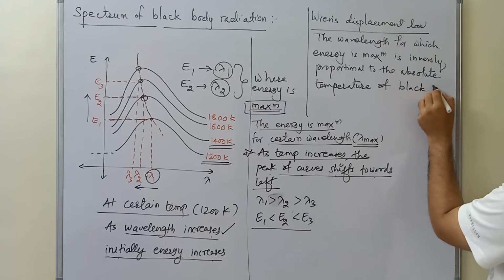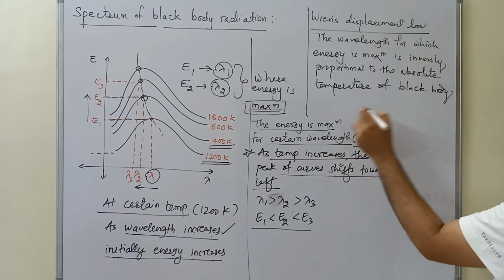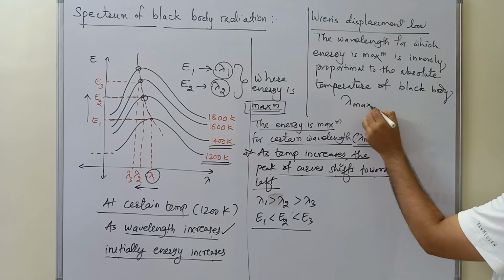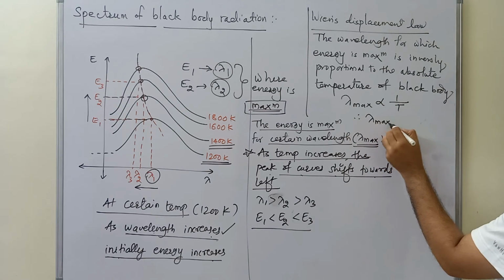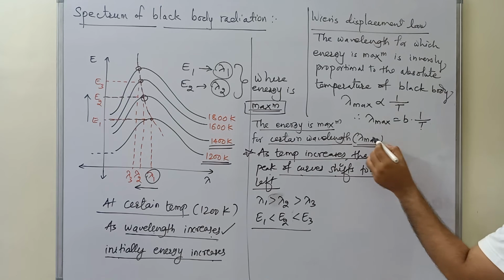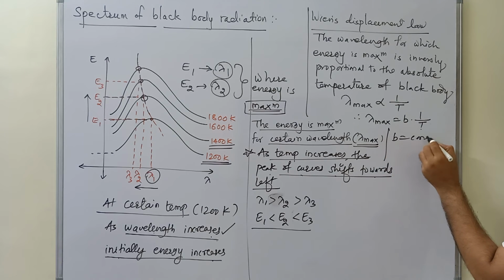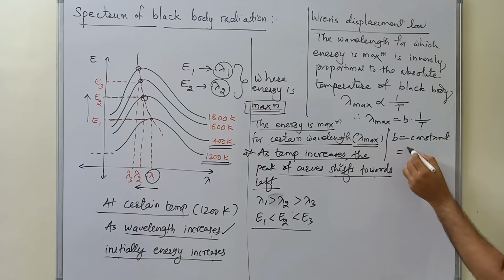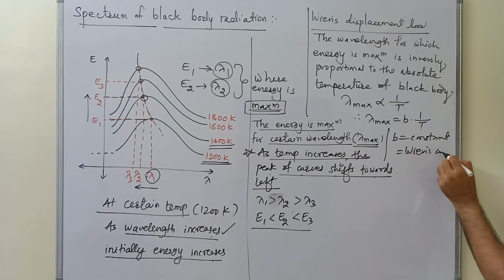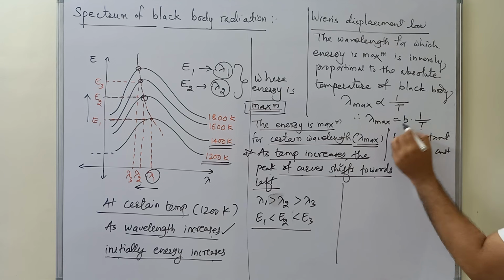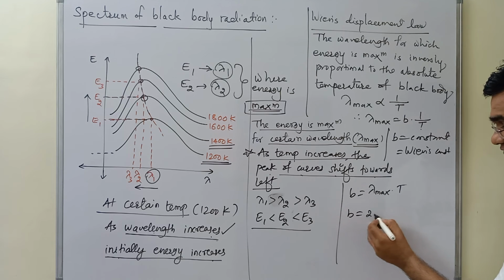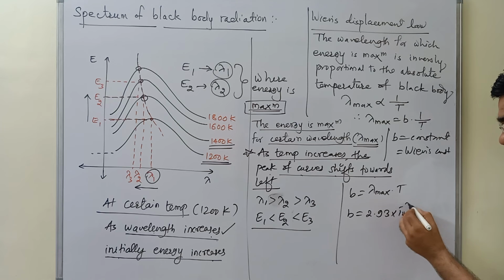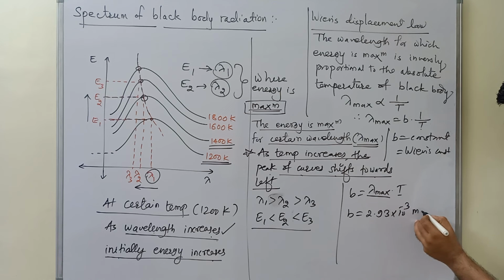So I can write this verbal form as lambda max is inversely proportional to T, or lambda max equals B into 1 upon T, where B is a constant, and that constant here is called Wien's constant. So from this equation I get B equal to lambda max into T. Its value is 2.93 into 10 raised to minus 3 meter Kelvin.